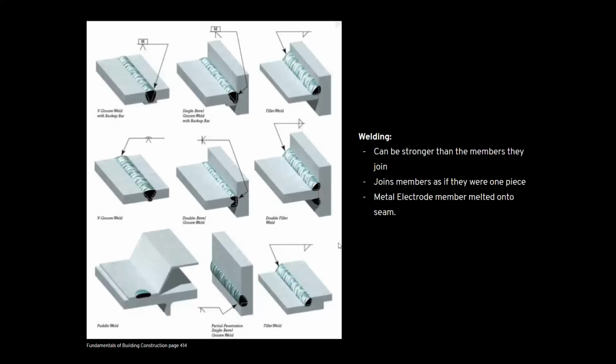Now, welding. There are connections that can actually be stronger than the members they join, which is intense, and they merge the members as if they were one piece. It's done using an electrode, a metal piece that is held close to the seam that is going to be welded, and the heat melts the electrode and the seam, combining them into one. Here's an example of different types of welding that can take place.